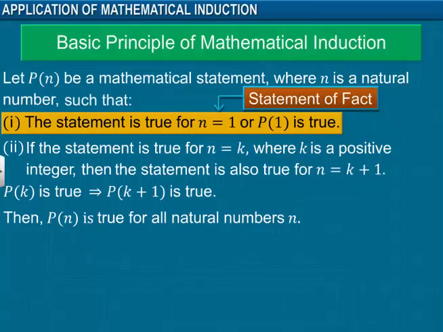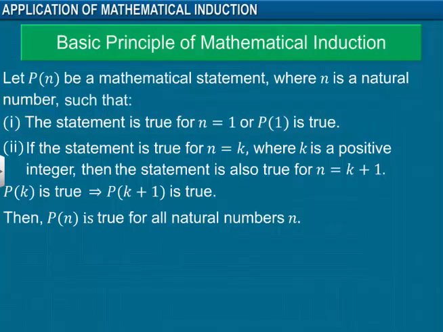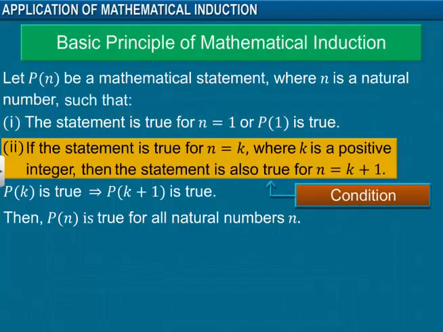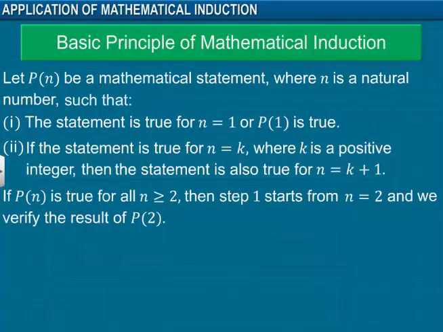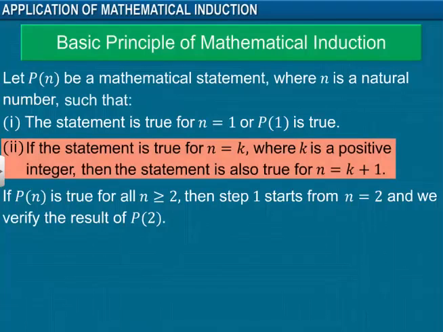Principle 1 is a statement of fact, while Principle 2 is a condition. If P of n is true for all n greater than or equal to 2, then the first step starts from n equal to 2, and we verify the result of P of 2. Next, if the second principle is true for n equal to k, then it is also true for n equal to k plus 1.